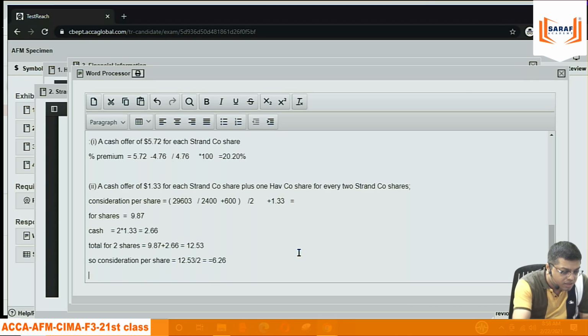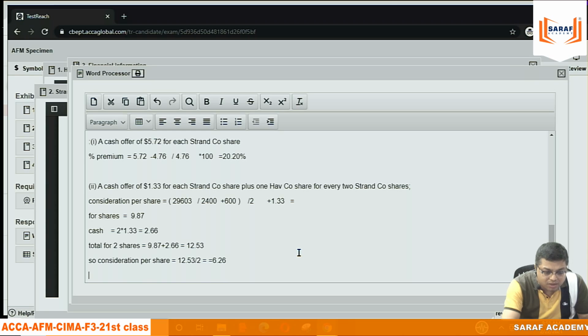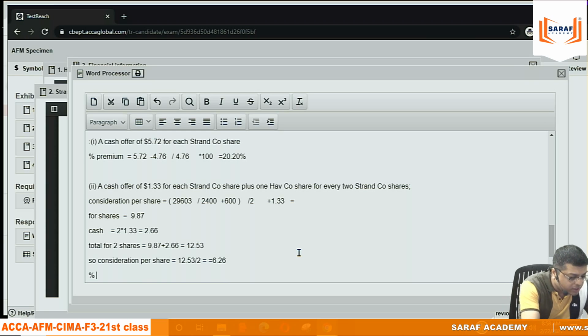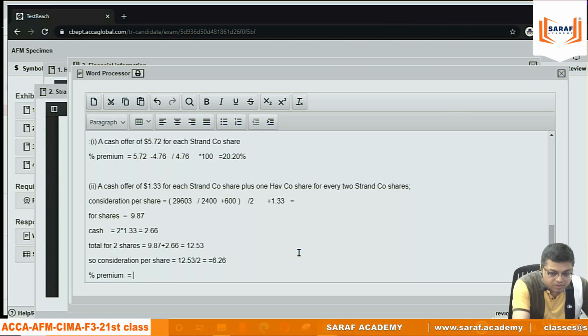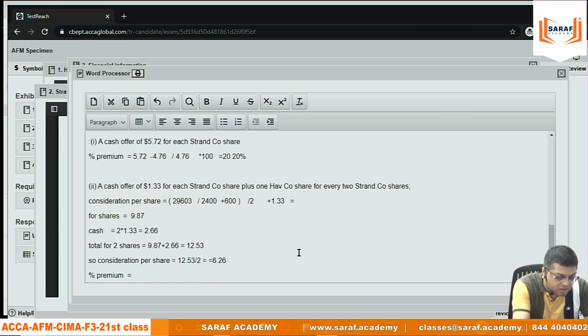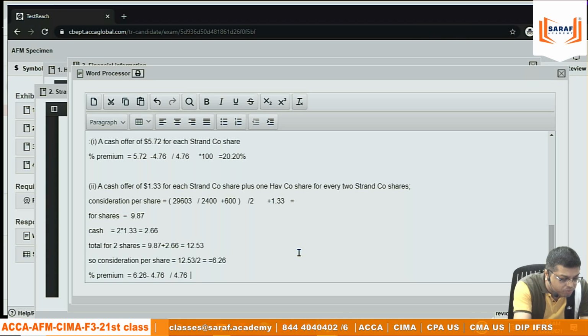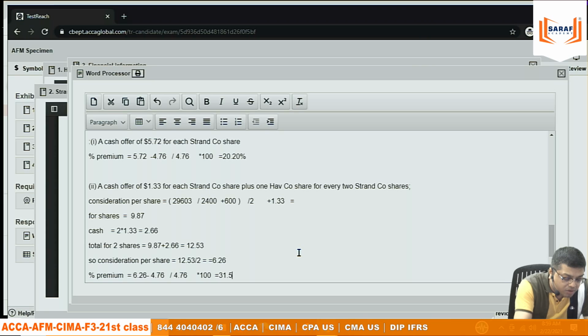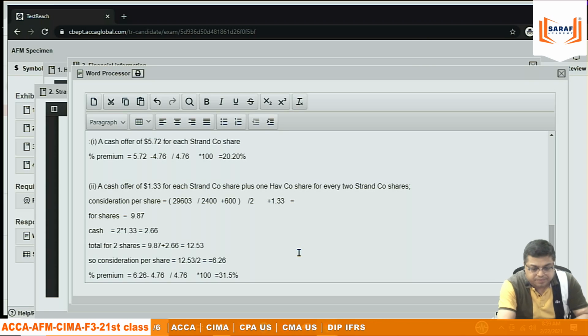6.26, and the value of 1 share is existing is how much? 4.76. So percentage premium, which is 6.26 minus 4.76 divided by 4.76 into 100, 31.5%.